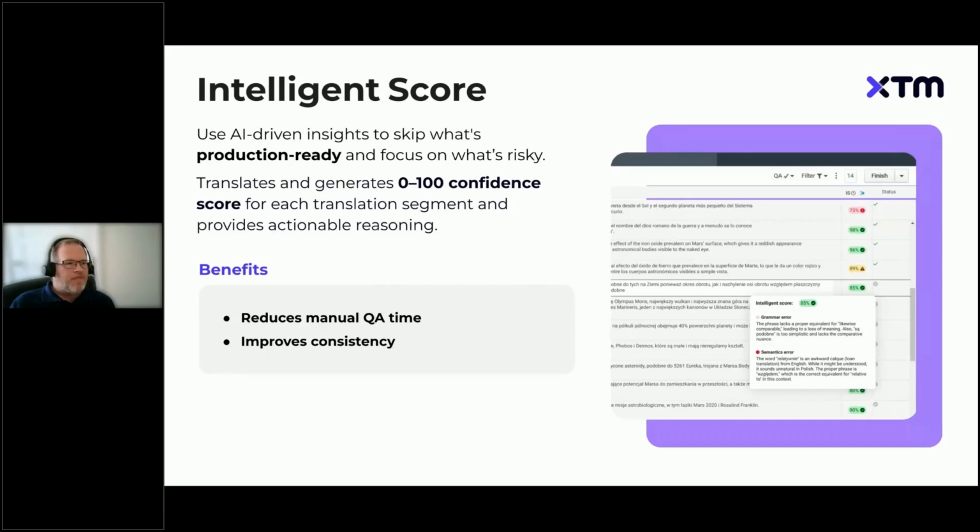What are the benefits of this? It's helping to reduce manual QA time by deprioritizing high confidence segments, so segments that are scoring high. It accelerates your turnaround by focusing reviewers on risky or low confidence content. And it helps improve consistency by applying objective quality standards and adjustable thresholds. These are key things here to help you really start increasing the speed and being able to really deliver quicker. Can we go to the next slide, please?